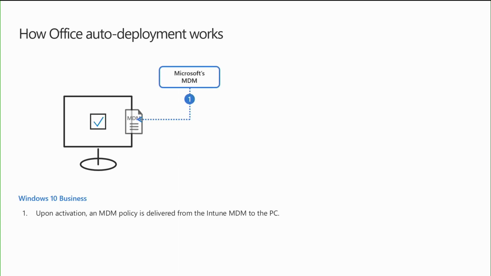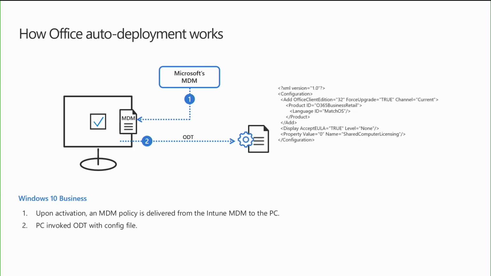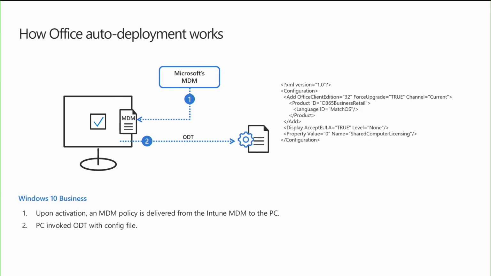And here we have a quick illustration of how Office auto deployment works. Very quickly, upon activation, an MDM policy is delivered from Intune MDM to the PC, and then the PC invokes the ODT file with the configuration file. So essentially, it's a two-step process. Once Windows 10 Business is activated, Intune delivers the MDM policy to the PC because now it's under Intune management. And then once the PC is under management, it invokes the ODT file.